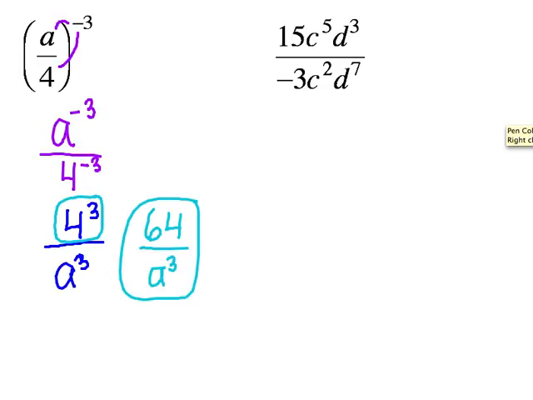All right, so this one, once again, we're going to work left to right. So I have 15 c to the 5th d cubed over negative 3 c squared d to the 7th. So now I'm going to start with the 15 and the negative 3. What is 15 divided by negative 3? Negative 5. So now I need to envision I have c to the 5th, which means 5 c's, over 2 c's. Net result is 3 c's where? On the top.